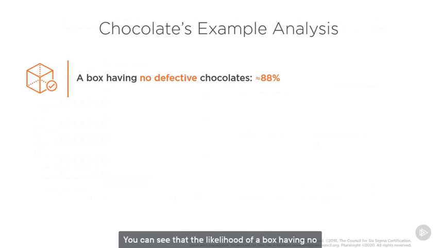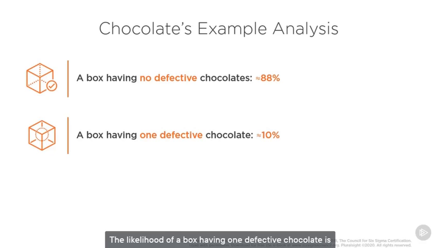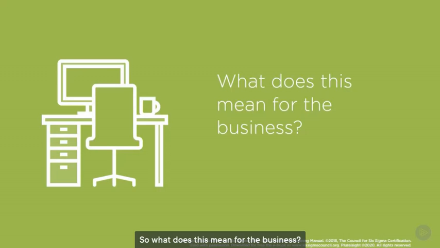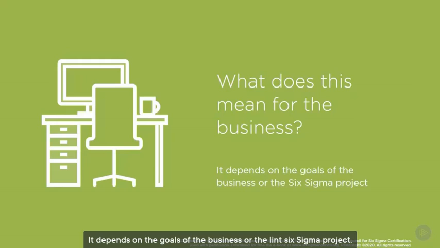From the previous histogram, you can see that the likelihood of a box having no defective chocolates is approximately 88%. The likelihood of a box having 1 defective chocolate is approximately 10%. And the likelihood of a box having 2 or more defective chocolates is almost non-existent. So what does this mean for the business? It depends on the goals of the business or the Lean Six Sigma project. If the Lean Six Sigma team was tasked with improving customer satisfaction or decreasing the rate of return of chocolate boxes, then a 10% probability of a defective chocolate in a box might be something the team wants to address.